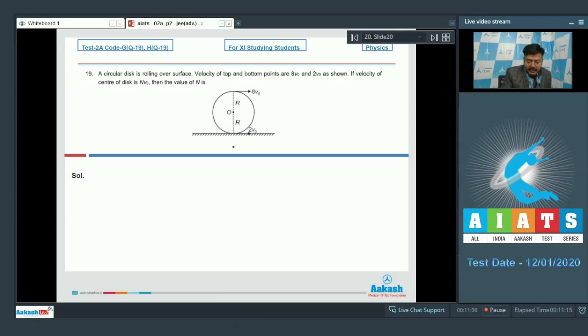So let's say here is the instantaneous center of rotation. The axis is passing through this point and perpendicular to the plane. Let's consider that this distance is x. If the angular velocity is omega, then we have omega x equal to 2v0 and omega times x plus 2r equal to 8v0. Let's divide the two. We get x plus 2r by x equal to 4, and that means 3x is 2r, or x is 2r by 3.